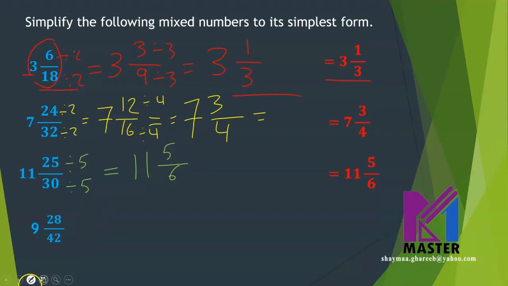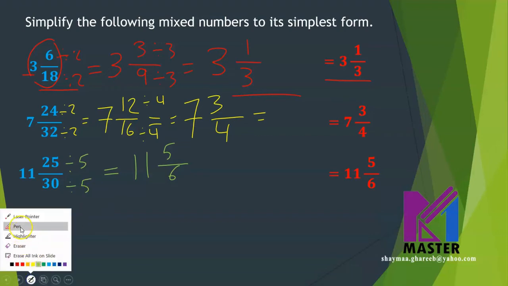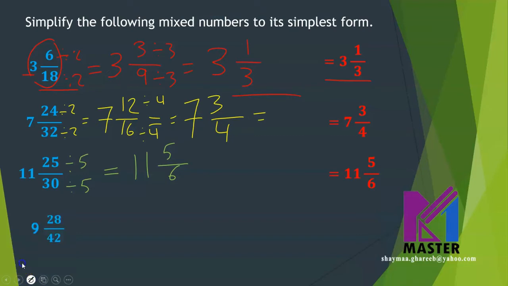Okay, I will change the color just to make it more clear. So let's try dividing by 2 up and down. Keep the whole number as it is, then simplify the fraction part. 28 divided by 2 equals half of 28, which is 14. So I will write the 14. Now 42 divided by 2, half of 42 is 21.